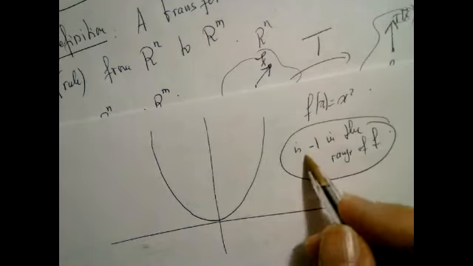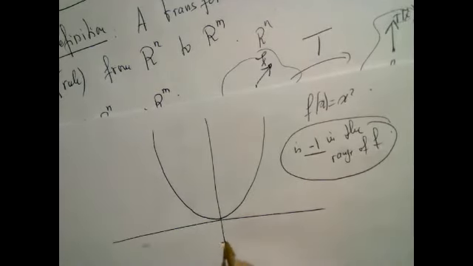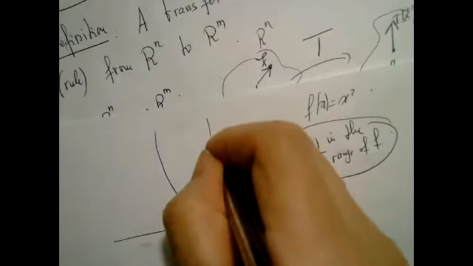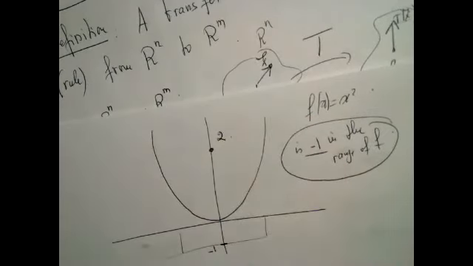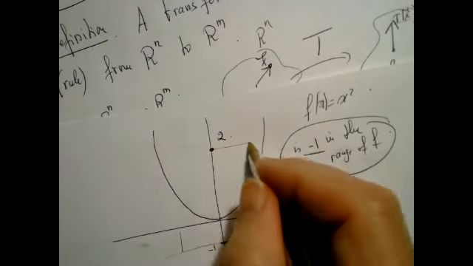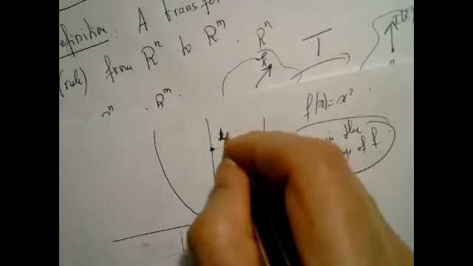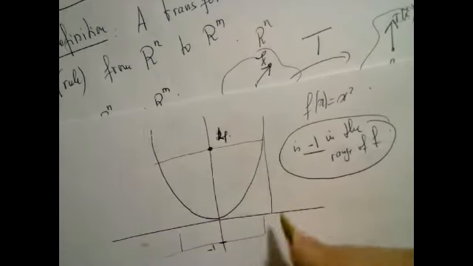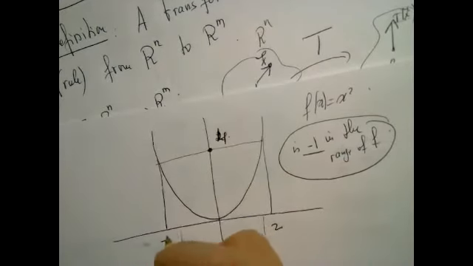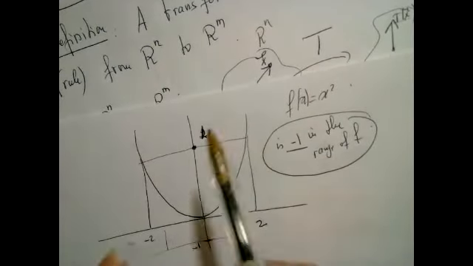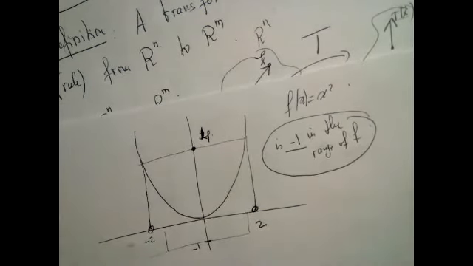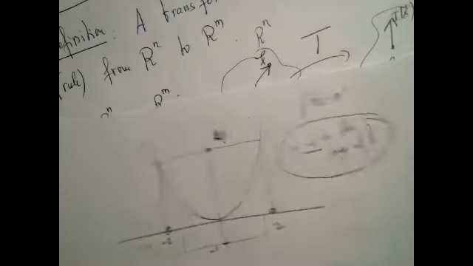All the output values. So if I ask you, is -1 in the range? No, because there is no input that takes you to -1. Now, is 2 in the range? Yes, because I can find, let me take something easier. Is 4 in the range? Yes, 4 is in the range because I can give you 2 values of x which are mapped into 4. We're going to use the same definition here.